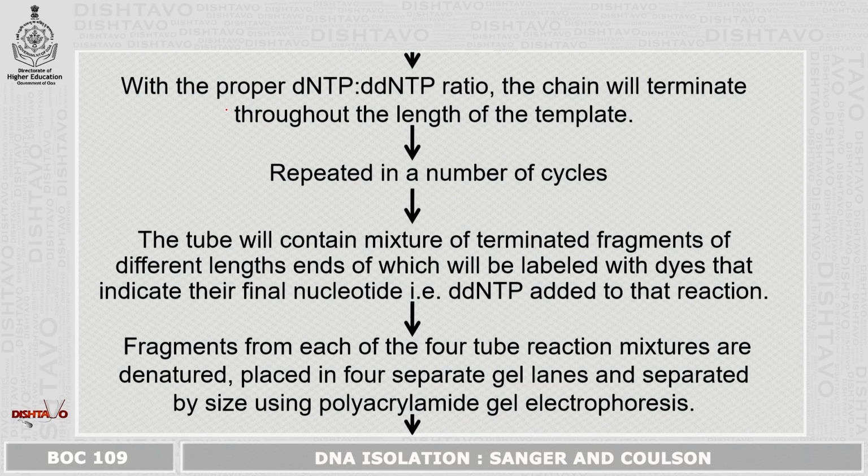Now, if you keep a proper ratio of the deoxynucleotide and a dideoxynucleotide in the test tube, the chain will terminate throughout the length of the template. Now, it's repeated a number of cycles, and this tube will contain a mixture of terminated fragments of different lengths, which will be labeled, indicating that point where the dideoxynucleotide is added. Now, fragments from each of these 4 test tube reaction mixtures are denatured, made single-stranded, placed in 4 separate gel lanes, and separated by size through gel electrophoresis.